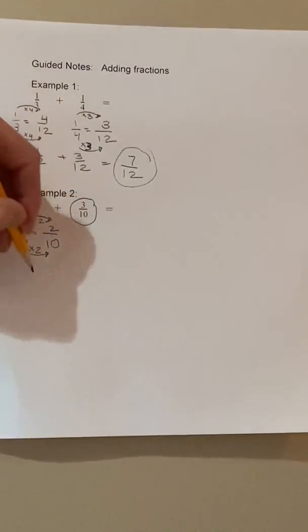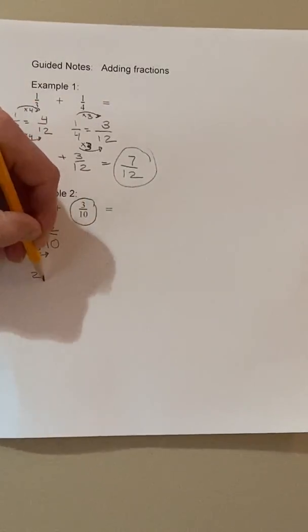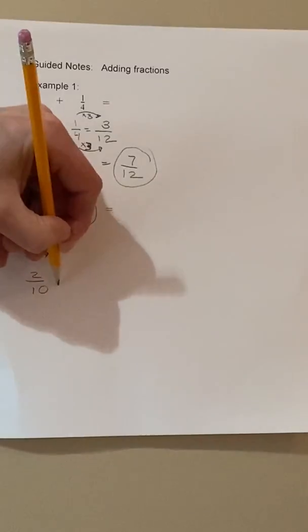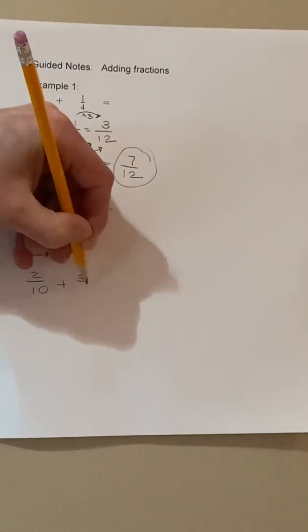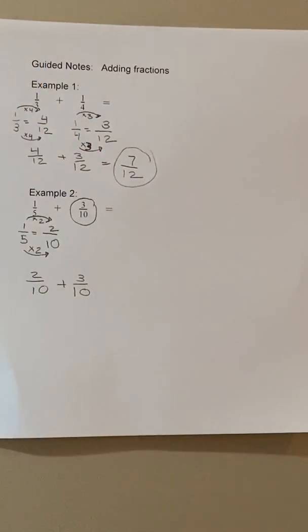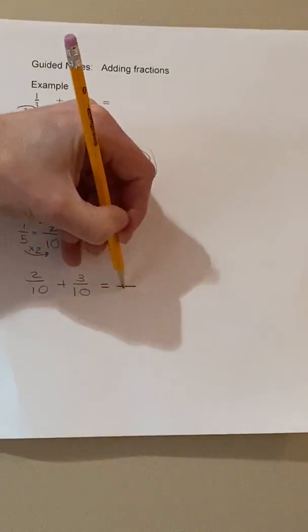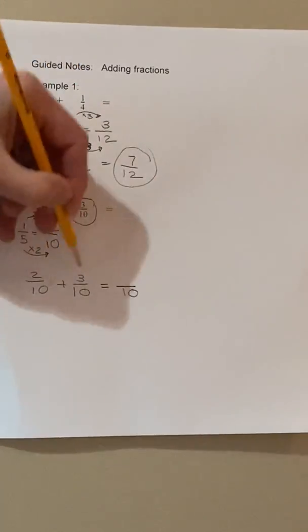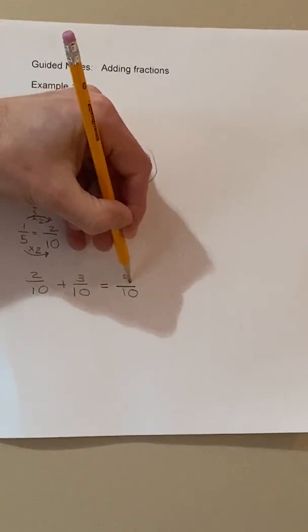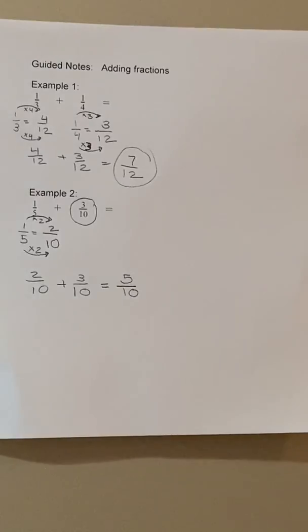So my numbers I'm now going to add are 2/10 plus 3/10. You see, I now have common denominators. I leave my denominator alone. I leave that 10 alone and add my numerators to give me 5/10. We are almost done here, but this fraction can be simplified.